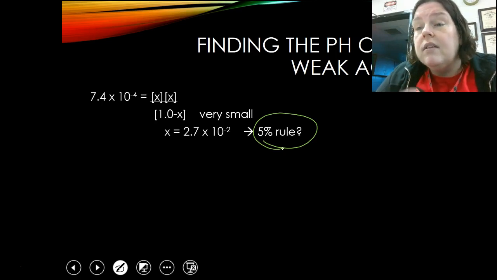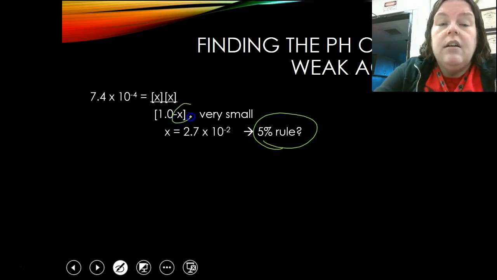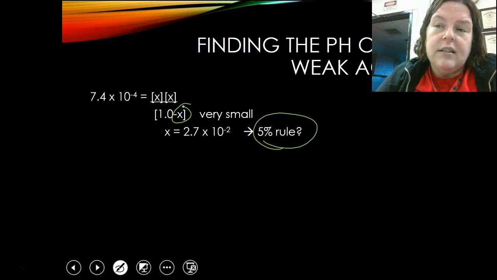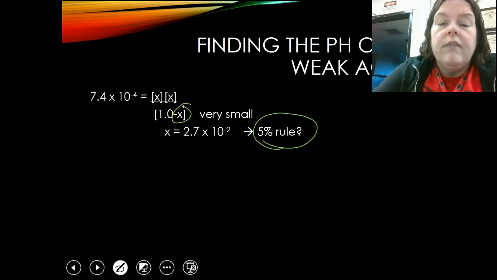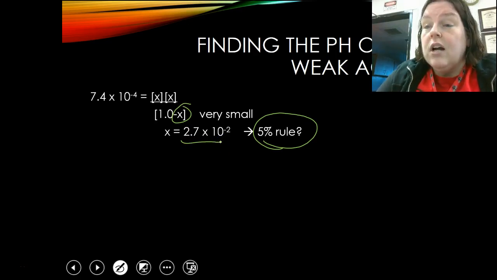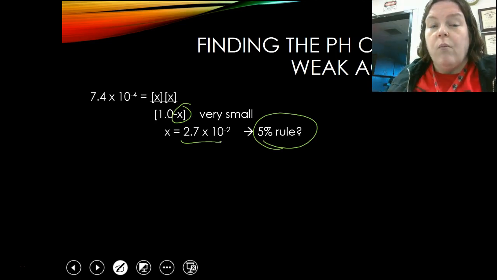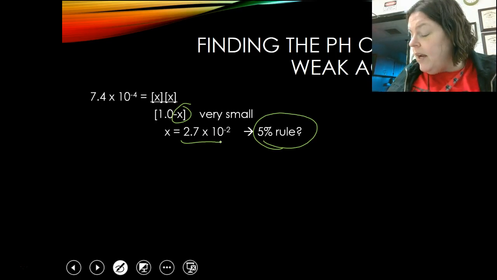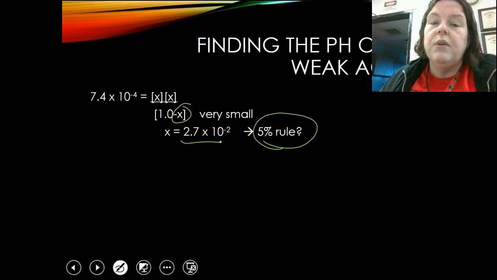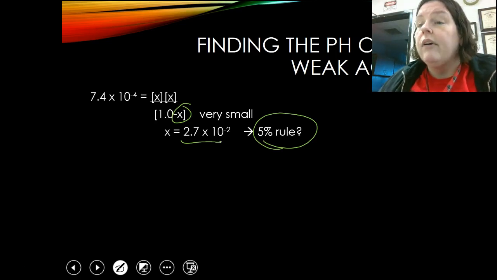So basically, if we make the assumption that the change in X here is going to be so small that it makes a very insignificant difference, what we have to do is check to see if our answer is within 5% of the actual first concentration. So if I take 2.7 times 10 to the negative 2nd and divide it by 1, I get 2.7%. And so it's within 5% of the actual value. So it's okay to do.